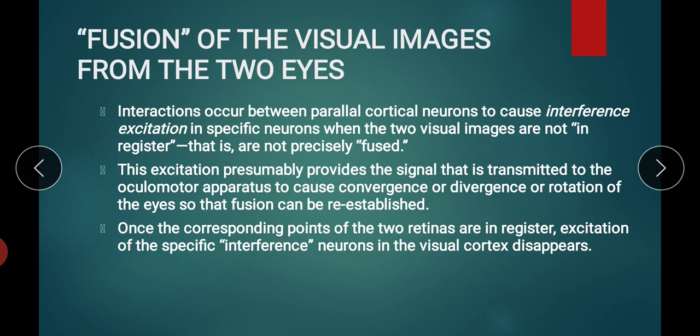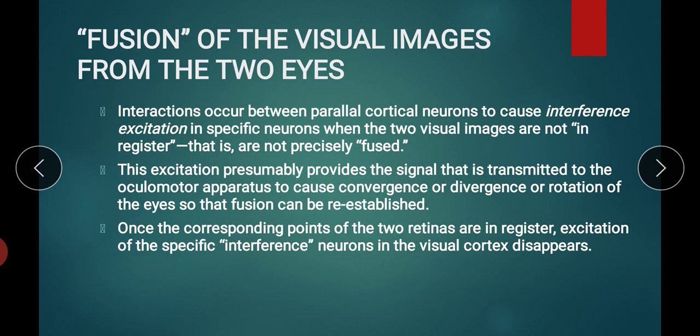So this is the mechanism of fusion of visual images: whenever the image is not properly fused, the interference neurons become excited and send a signal to the oculomotor apparatus in the brainstem, which causes the necessary movements of both eyeballs, whether convergence or divergence, and in that way makes the image fall on the corresponding point of the retina. That signal again reaches the visual cortex to tell the interference neurons that the images are now properly fused, and that's why the excitation of the interference neurons stops.